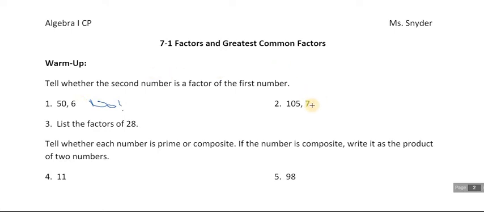Looking at number 2, is 7 a factor of 105? Can I multiply 7 times some number and get 105? Well, we can check by doing 105 divided by 7, and yes, that works, because 7 times, let's see, 15 equals 105.